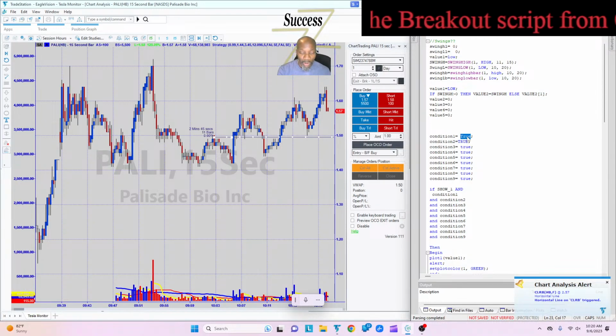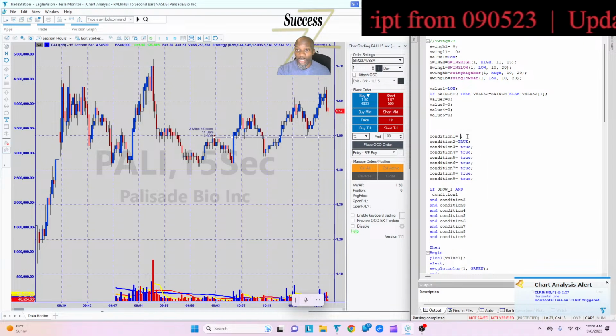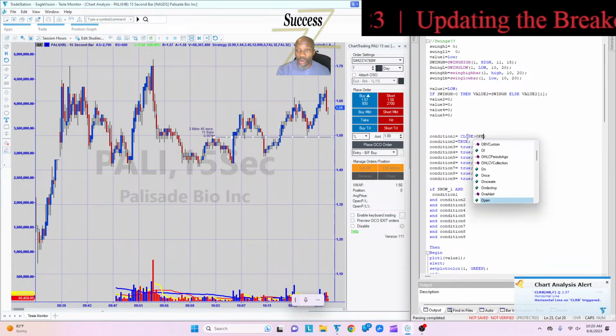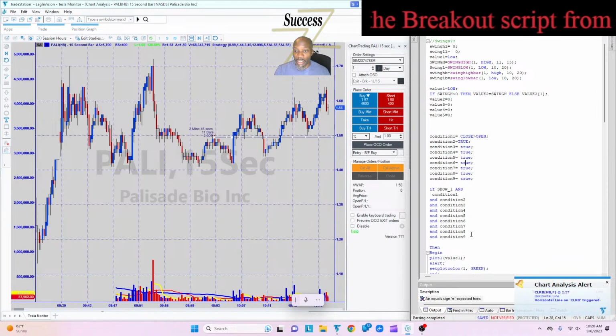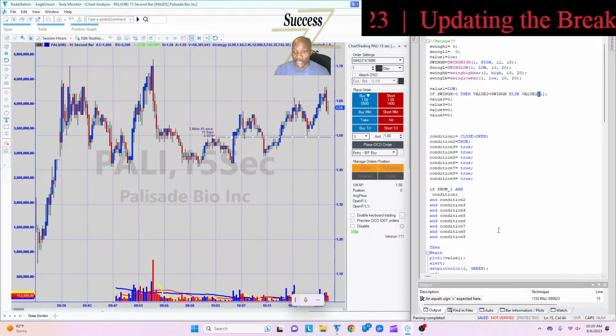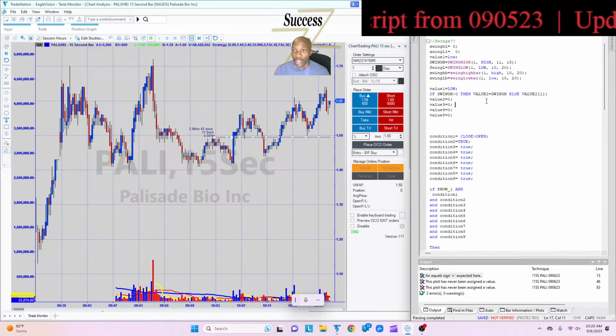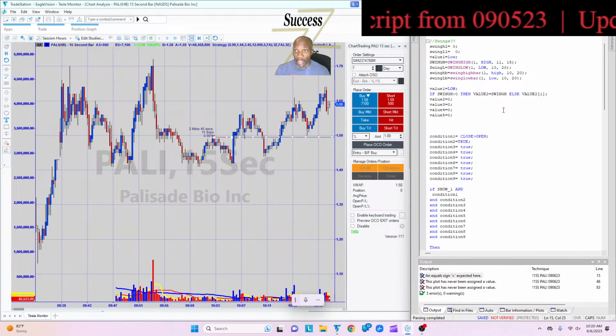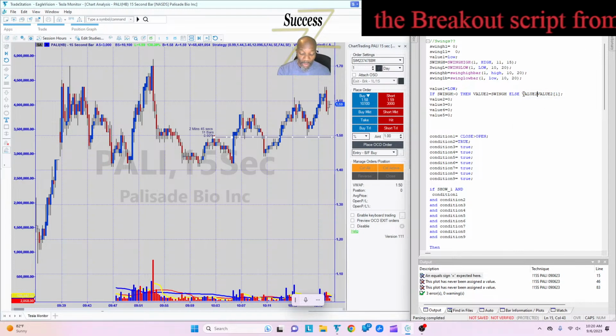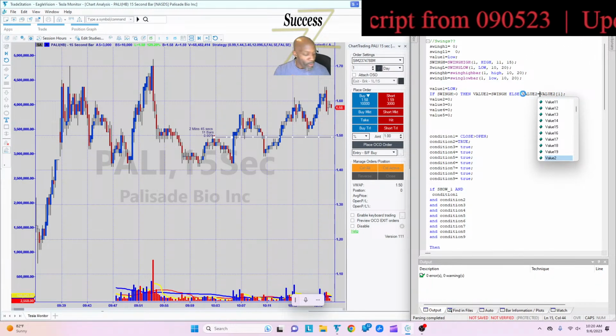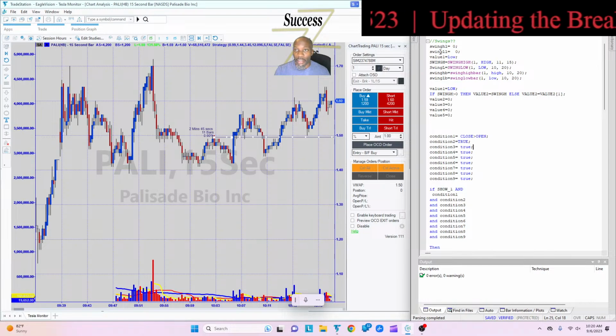Okay, and then we're going to look for bullish bars. So if the close is greater than the open, for the simple fact that this thing is moving up. Alright, what am I missing here? Equal sign is expected where? If swing high is greater than 0, then value 2 equals swing high, else value 2 equals value 2 a bar ago. Alright, so no errors there.